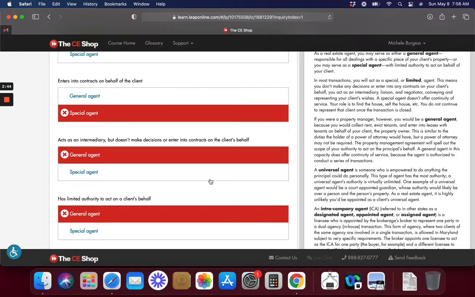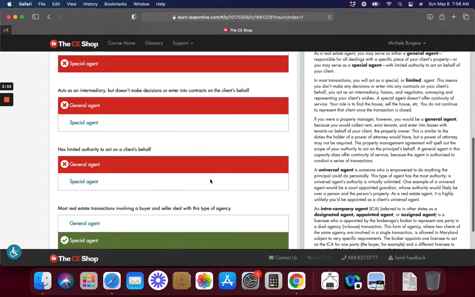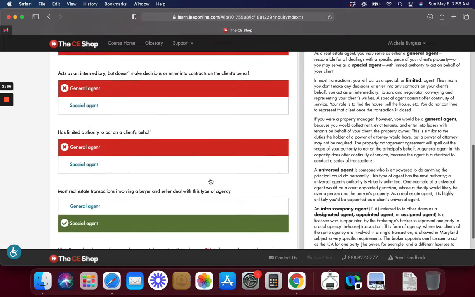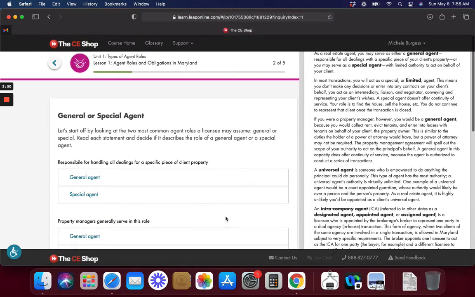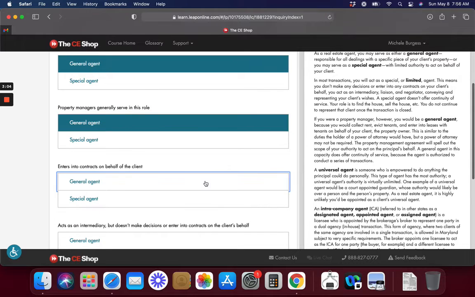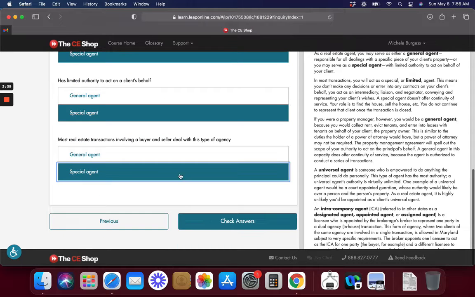Special agent has limited authority. The general agent is responsible. So I have them mixed up. Has limited authority as a special agent. Okay, let's go back and take this again, and hopefully we will get it right this time. I had them mixed up.